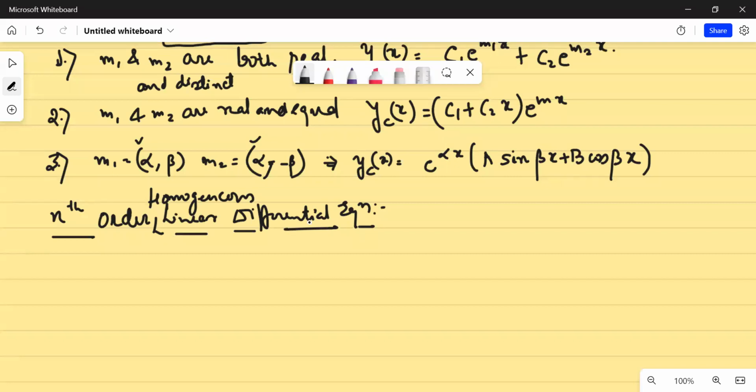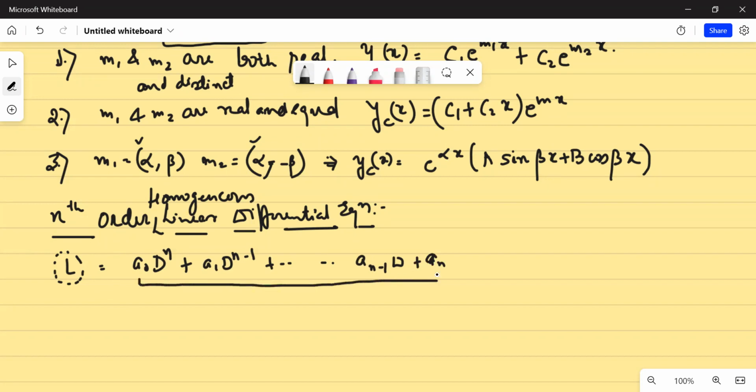So in order to find the solution for the nth order homogeneous linear differential equations, the same strategy is employed. You try to expand this linear differential operator, probably given by a0 D^n + a1 D^(n-1) + ... + a(n-1) D + an. If you write this entire term and try to factorize it in terms of its roots, then on the basis of the nature of the roots, you can write the solutions.